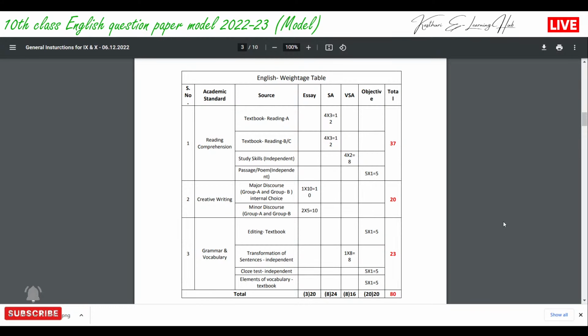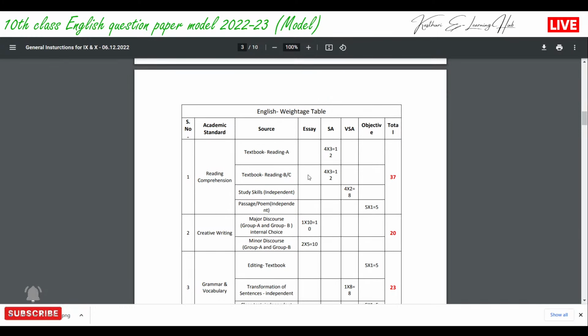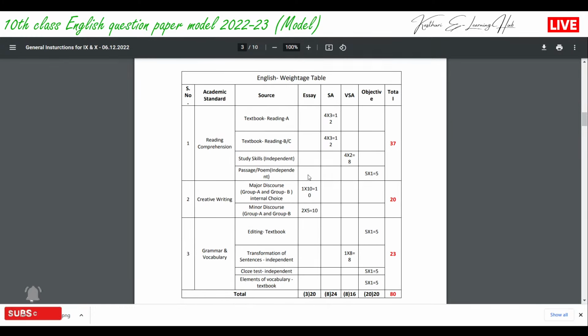Reading comprehension, you are going to be given two comprehensions. The first one is taken from reading A. Reading A in the sense, if you go to the textbook, to the index page, you will see the part A. For example, for unit 1, A is Attitude is Altitude. For the second unit, Dear Departed. Third unit, Journey. Whatever is reading A, from that section you are going to get the comprehension.